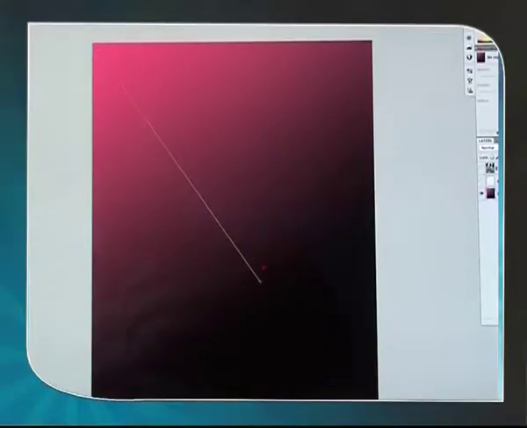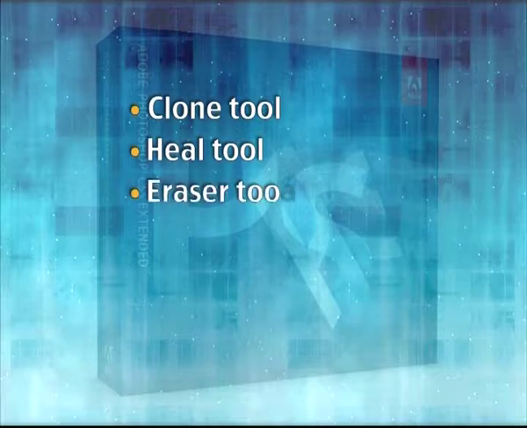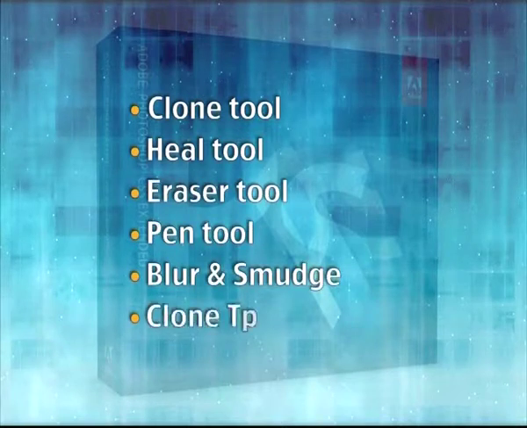We learned the gradient tool for filling multicolor in one click. Gradient gives you the option to use multicolor in your canvas with different filling options. We also learned about the layer option for giving essential effects to the text, layer or image. It can add shadow, glow on the edges, edge strokes, etc. And now, in this episode, we will be learning about these new tools: clone tool, heal tool, eraser tool, pen tool, blur and smudge.